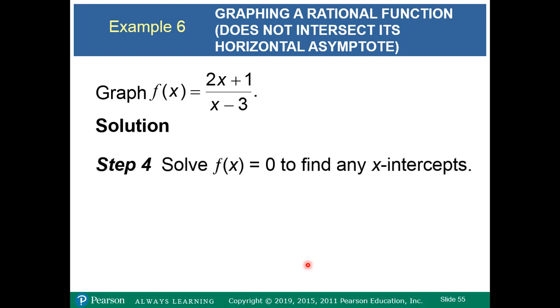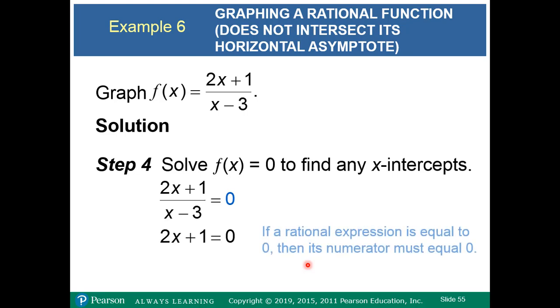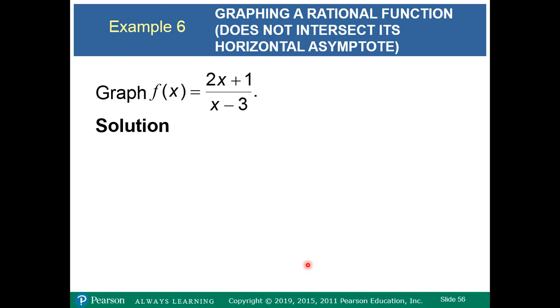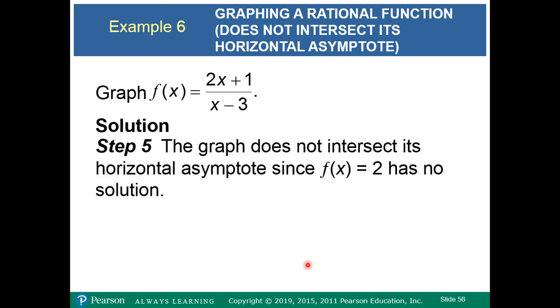And then we're going to solve for f of x equal to 0 to find any x-intercepts. And so this is going to be true when 2x plus 1 is equal to 0. And so we get x equals negative 1/2 as the x-intercept. Okay, so what's next? Step 5, the graph does not intersect its horizontal asymptote. f of x equal to 2 has no solution.